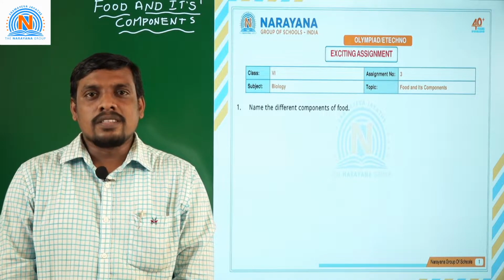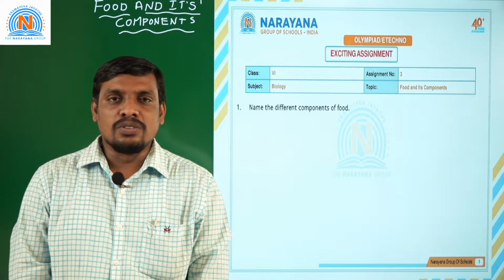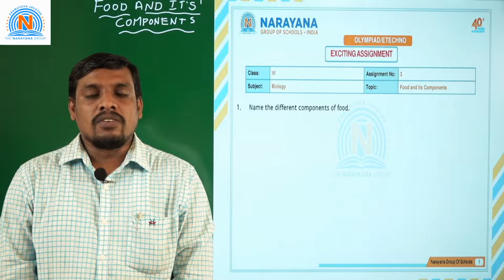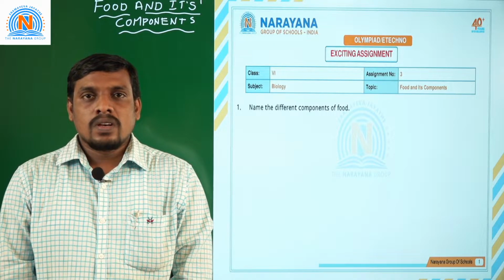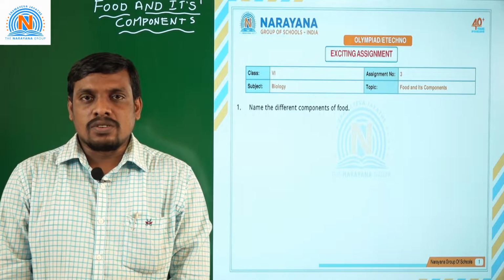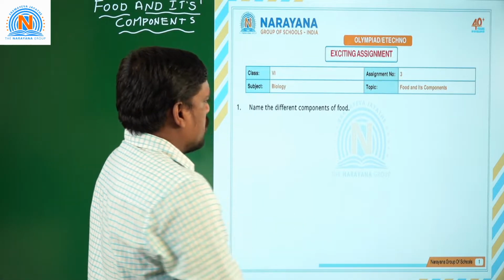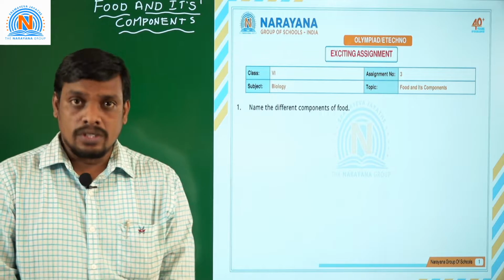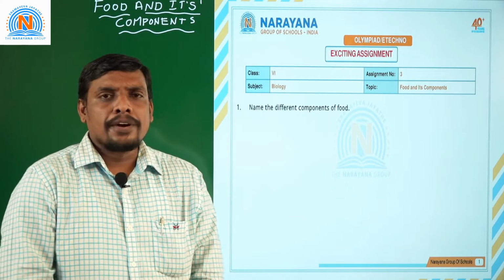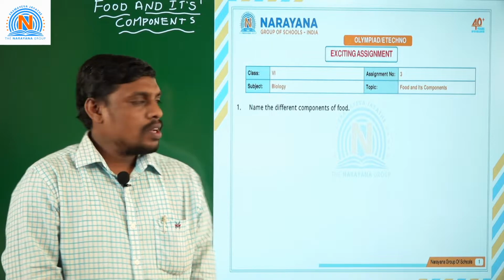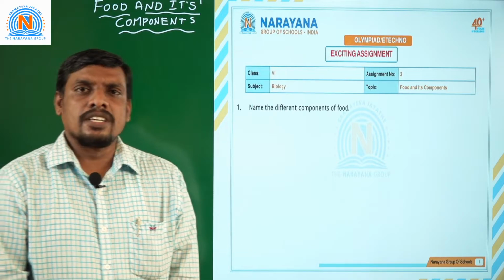Students, in this session, I would like to discuss with you the assignment key. Let us see the assignment key with the help of awesome examples. Starting with the first question: name the different components of food. We have been learning about food components from a few classes onwards. Now, let us see some of the questions given here.